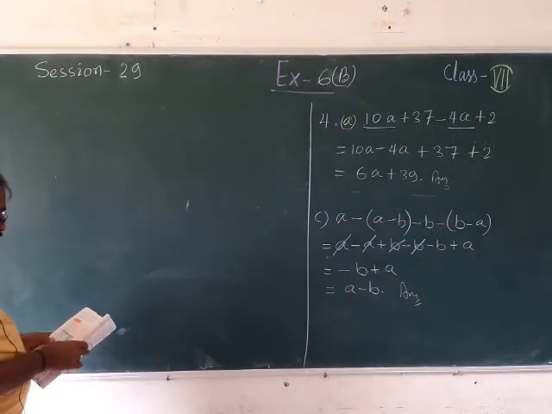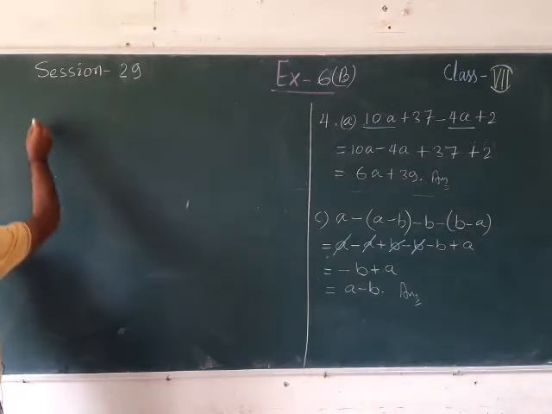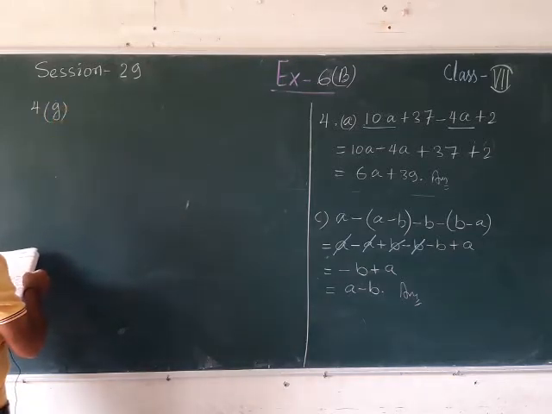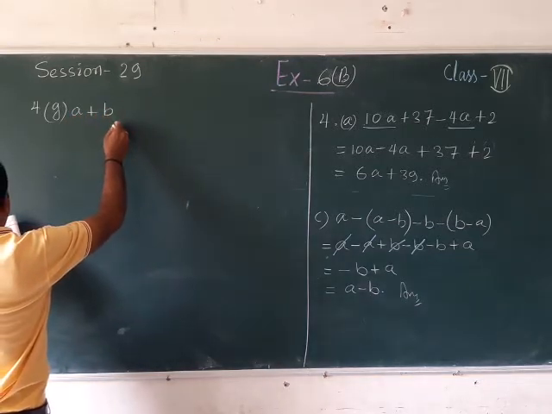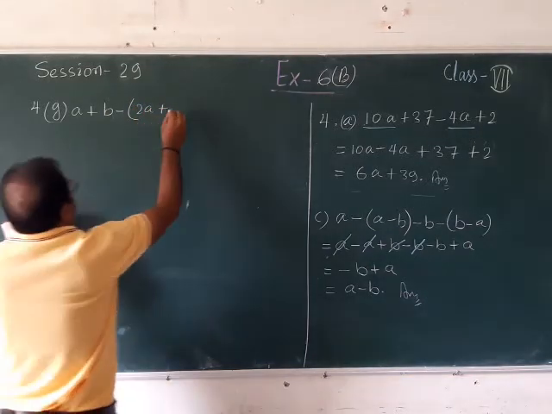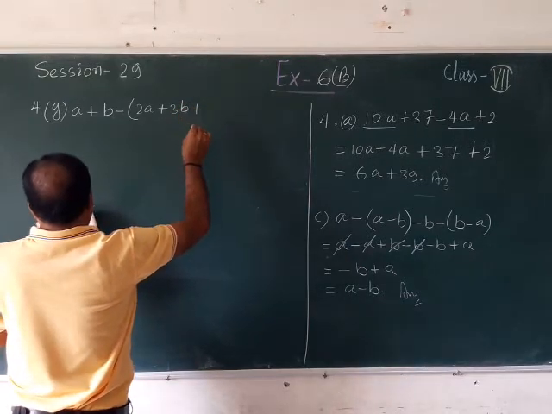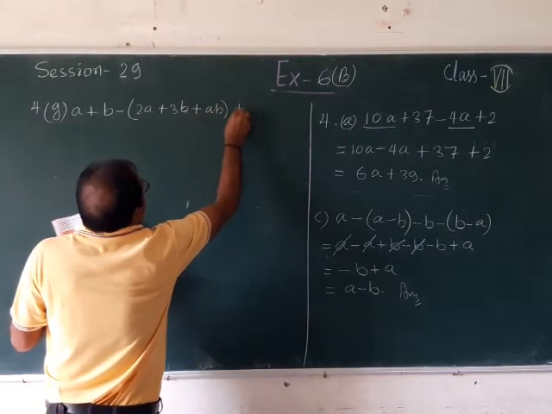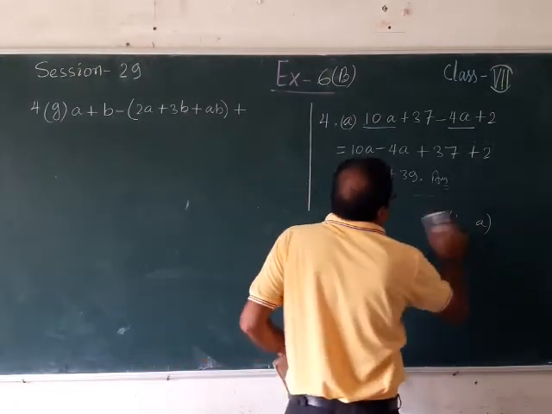Now I am taking one more question to help you all. For A and C I have done. Now I am showing you question 4G. This is 4G. It is written a plus b, then minus 2a plus 3b plus ab, and bracket close, then it is plus, wait, this side I have to remove first.